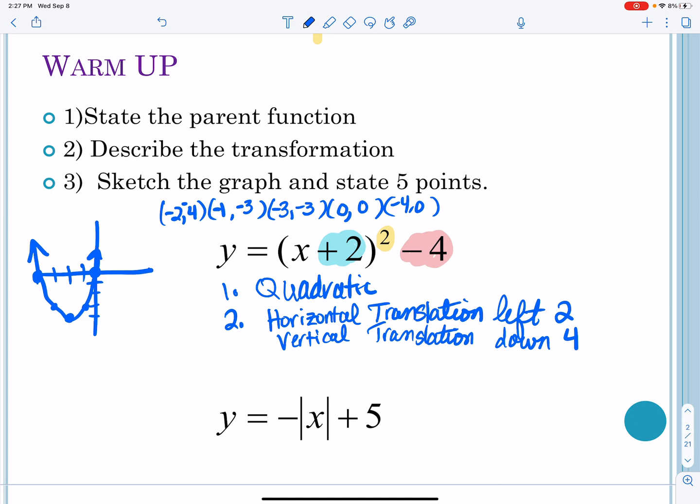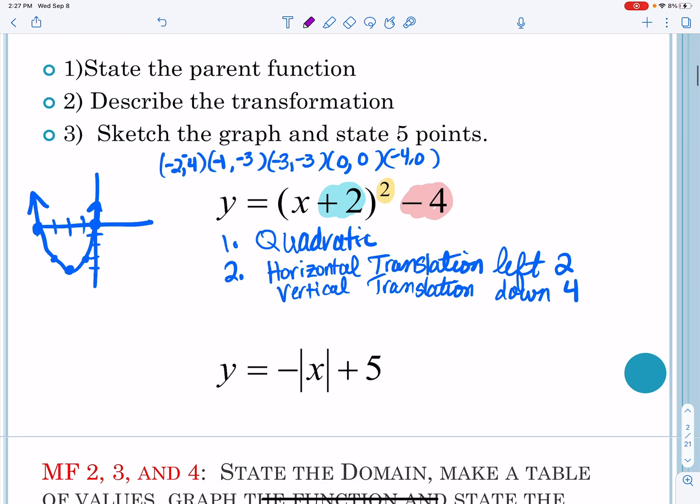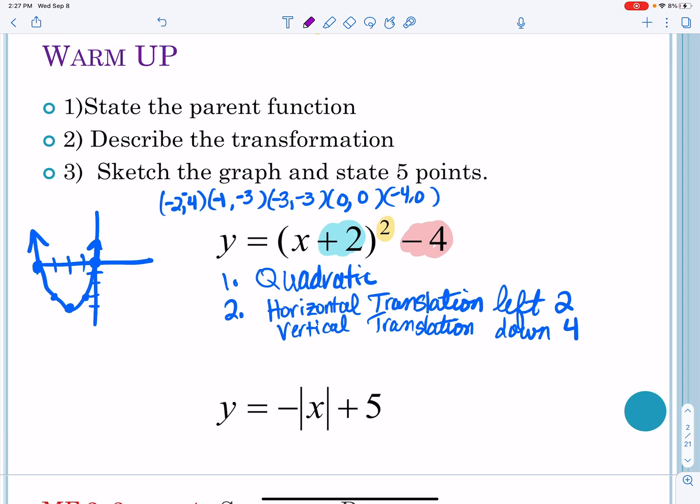So what I would like you to do right now is do the same thing on the second question. This was their warm-up. Pause the video and look at this problem and see if you can answer the questions. So pause and try it.